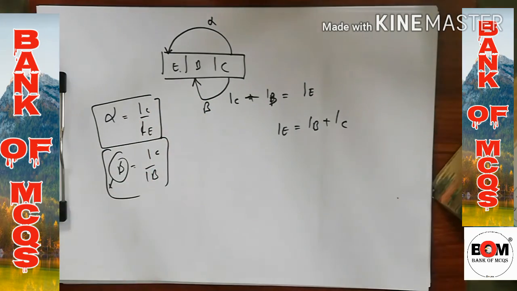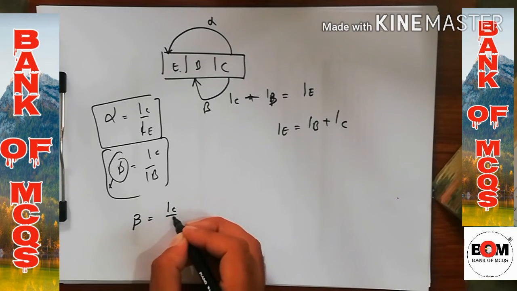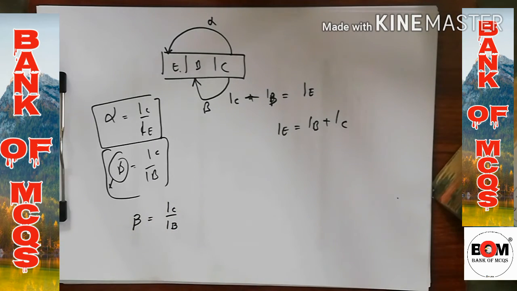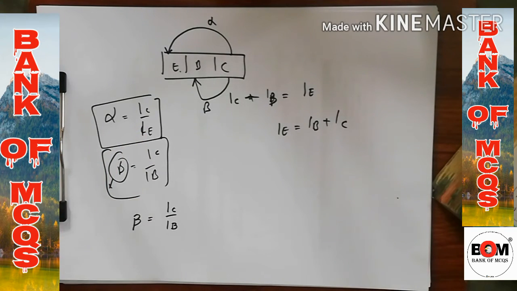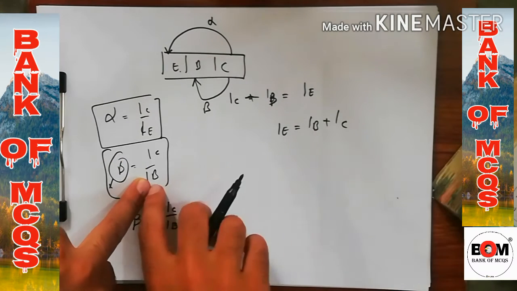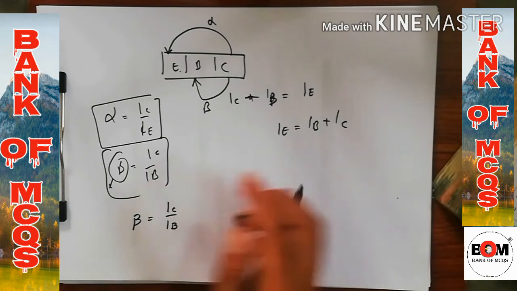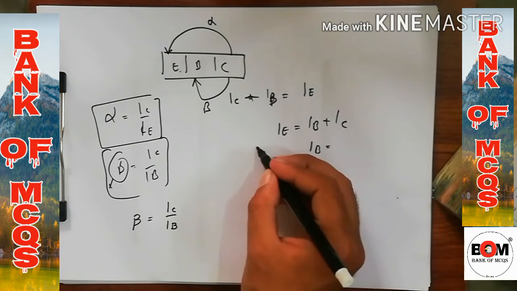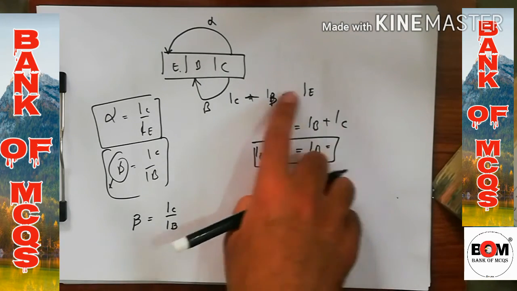Now to find the relation between alpha and beta. We know that beta is equal to IC divided by IB. If we replace IE by IB plus IC, we will get IB, which is not possible. But if we replace IB by IE and IC, there may be one possibility. So replace IB by what? Here IB is equal to IE minus IC. I can write this, making it on the left side.